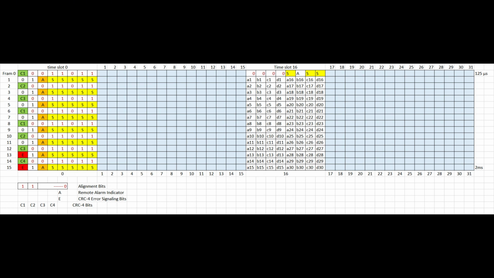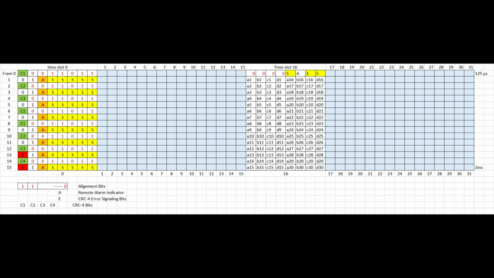It is a part of PDH and it is widely used in Europe and other parts of the world. So now we learn the key characteristics of E1. We can divide it into 4 points. One is data rate. An E1 line transmits data at a rate of 2.048 Mbps, or we can call it 2 megabit.